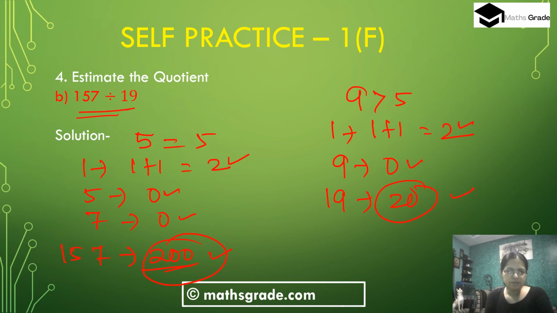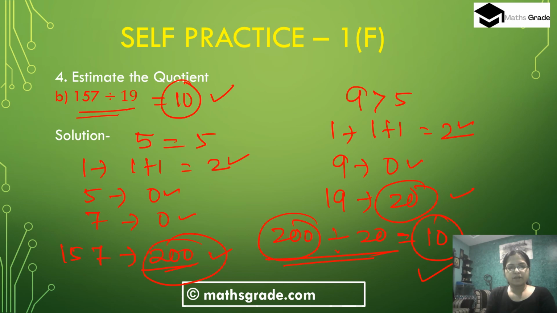Now 157 rounded to the nearest 100 is 200, and 19 rounded to the nearest 10 is 20. 200 divided by 20 is 10. 10 is our answer. So the estimated quotient of 157 divided by 19 is 10.